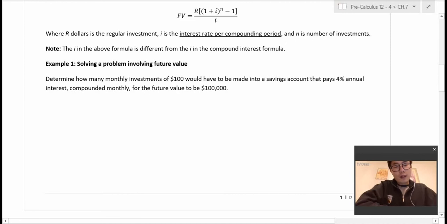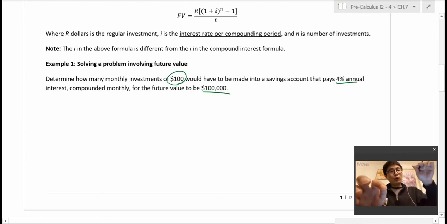So here's the first example. It says determine how many monthly investments of $100 would have to be made into a savings account that pays 4% annual interest compounded monthly for the future value to be $100,000. So again, this means we are investing $100 every month, and we want to see how long it's going to take to get to $100,000 with 4% annual interest rate compounded monthly.